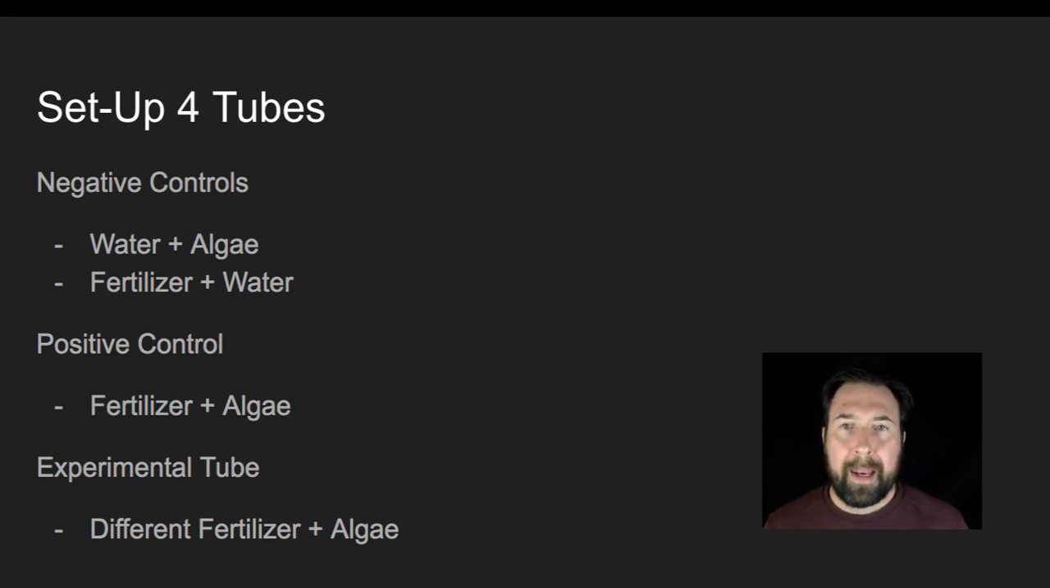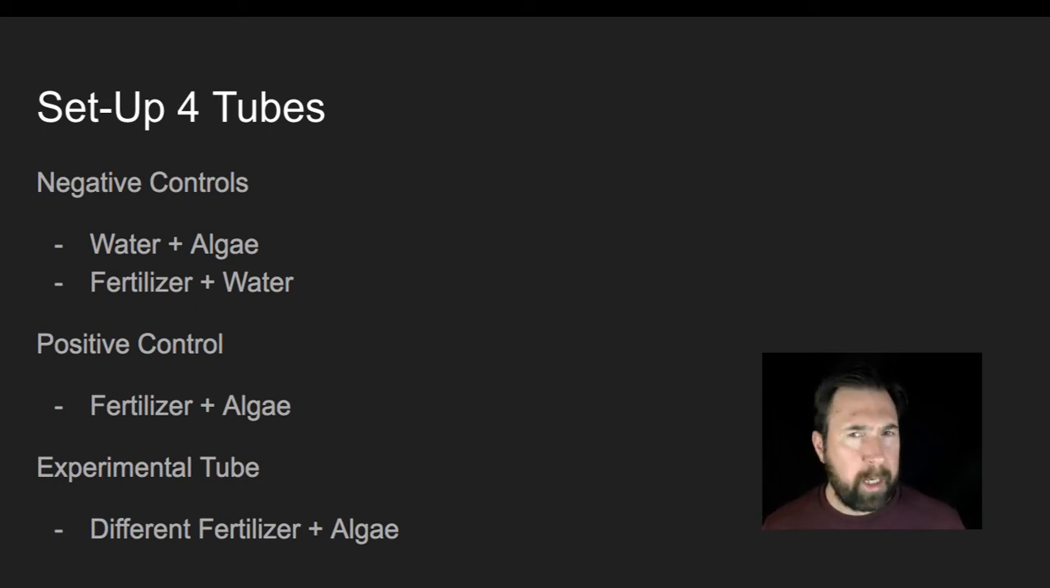Now, the positive control is one where you're going to set up a tube with a set amount of fertilizer that you think is going to have an impact on this algae growth. Ideally, it's one that will help the algae grow over time. And this will be your positive control.